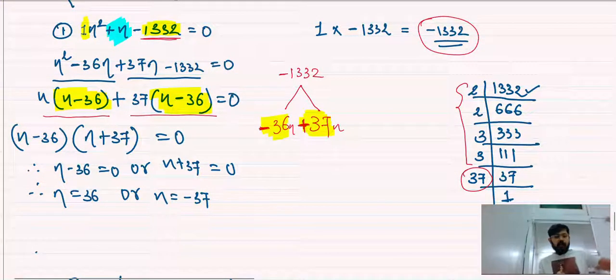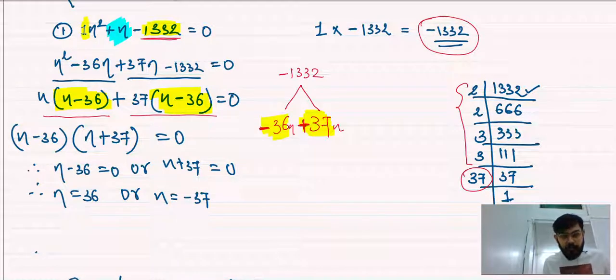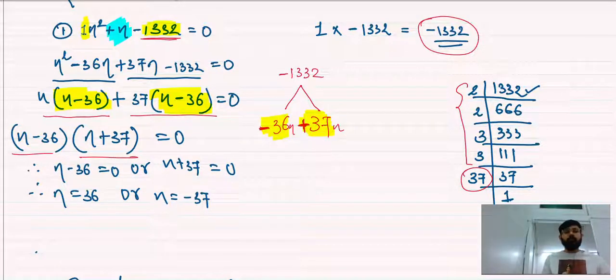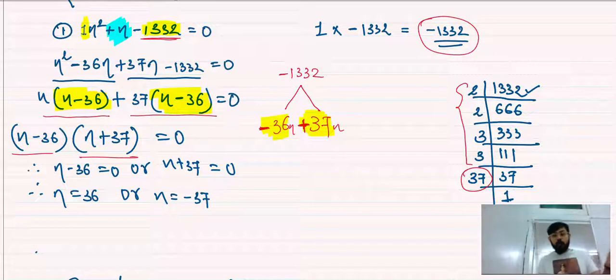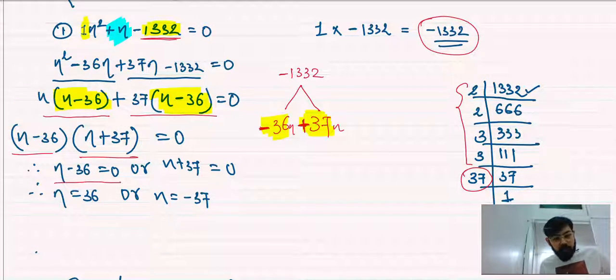How did I end the question? That is a thing to notice. After getting the product of two factors as 0, if the product of two numbers is 0, that means one or both of them has to be 0. So I wrote the first one to be 0, or, which is very important here, the second one is 0. And then I found the value of n.